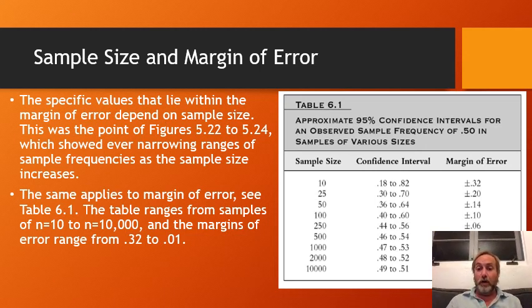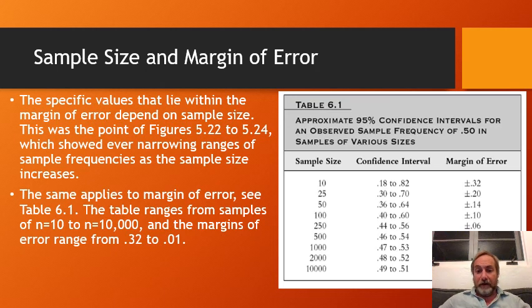But if it were, and your sample size were 10, well, to have 95% confidence, we'd have to say that the actual probability in the population ranges from 0.18 to 0.82, so a very wide margin of error. A 0.32 or 32% margin. And remember, that's on either side, right? So you've got a range of 64%.